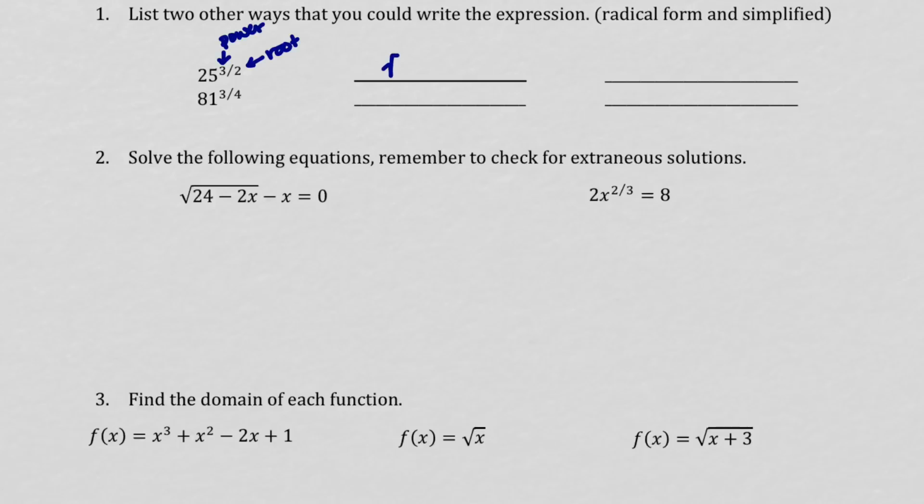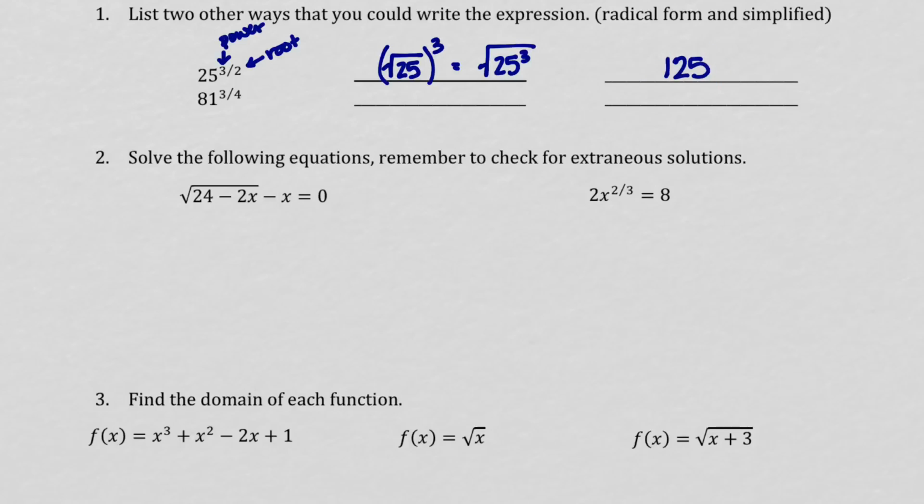I do the root first because that gives you a nice small number, and then you take it to the power of 3. Okay? You could have also written it in radical form where you had square root of 25 to the 3rd power. That's still correct. Either way. Okay? Those mean the same thing. But I do the root first, so the square root of 25 is 5. And then if I take 5 and I cube it, I get 125. So that is 25 to the 3/2 simplified is 125.